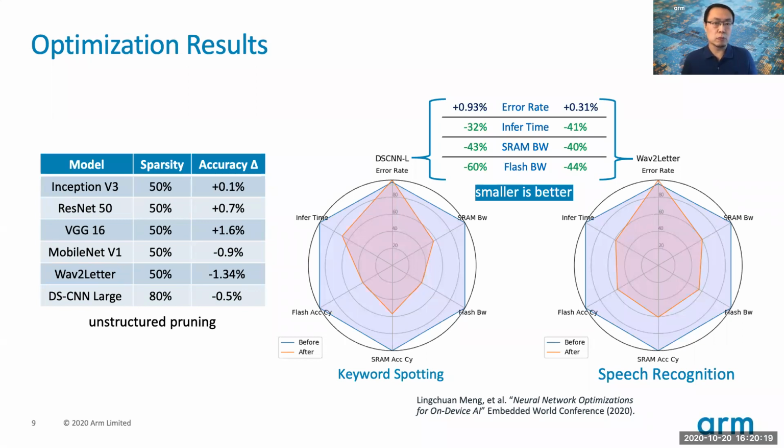We see between 32% to 41% reduction in inference time, and also between 40% and up to 60% reduction in bandwidth. So this again really shows the significance and importance of having model optimization as one of the major building blocks of our machine learning solutions.